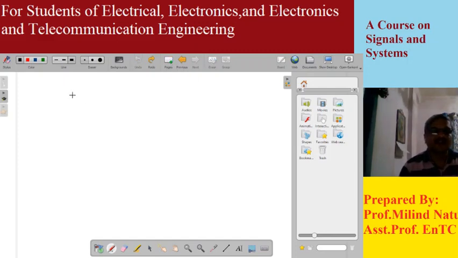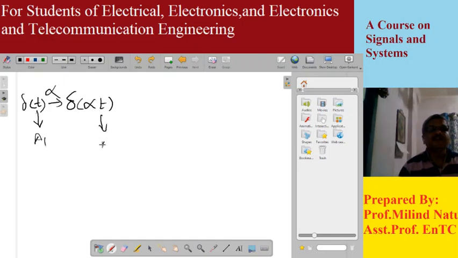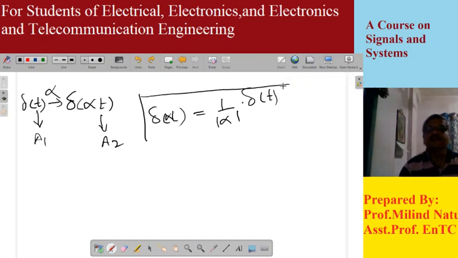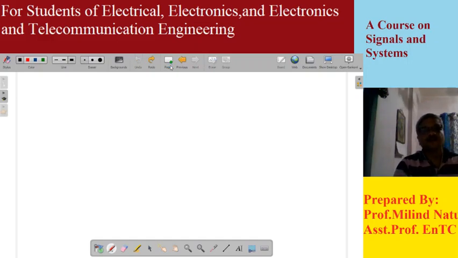So this is a very interesting property, and this is called the time scaling property, which is applicable to the impulse signal as well. So for example, if I want to find delta of alpha t, I am scaling the delta t signal by alpha. If the area of the original signal is A1 and the area of the scaled signal is A2, then I can write delta of alpha t equals 1 upon mod alpha into delta t. This is the famous time scaling property of the unit impulse signal, which I use many times while solving problems. Later on we will take various examples to demonstrate how this property is useful.